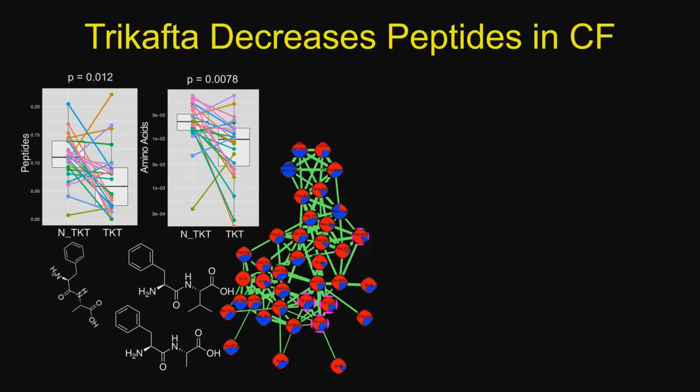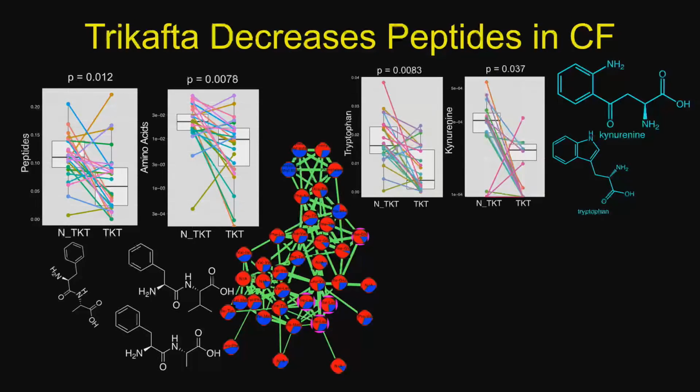And then looking at things we know we care about. So what we saw in this study was that peptides and amino acids are decreasing in their abundance in this sputum, which we think is important again for Pseudomonas. Tryptophan, for example, decreases in its abundance, and even pathways associated with amino acid metabolism, such as kynurenine, are decreasing in the sputum when people take Trikafta.